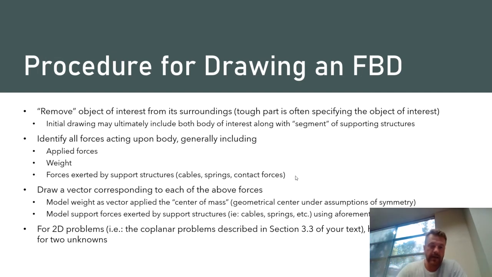Once you've removed the object from its surroundings, you want to identify all the forces that are acting upon it. Generally, make sure you have all three categories: all the applied forces, the weight of the body, along with the forces exerted by any support structures. Could be cables, could be strings, could be contacts. After that, draw a vector corresponding to each of those forces.